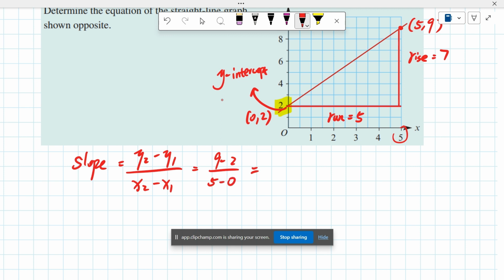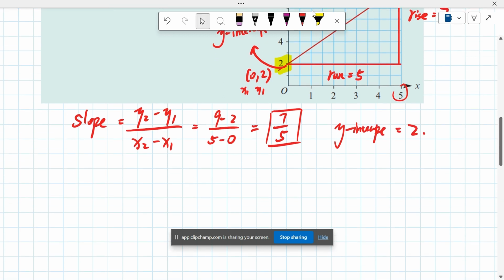So we say this one is x1, y1, and by the way, just be aware, this is x2, y2. So once we know that, perfect. And now we have 7 over 5 as the slope, and the y-intercept will equal 2. So if you want to change the fraction, that equals 1.4.